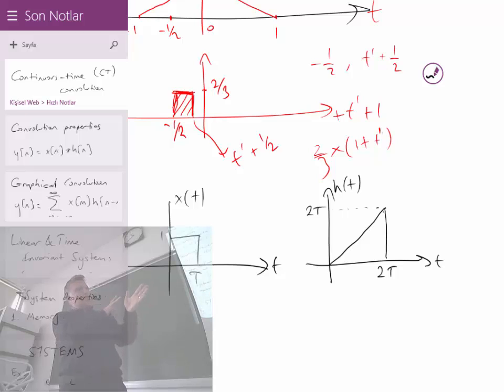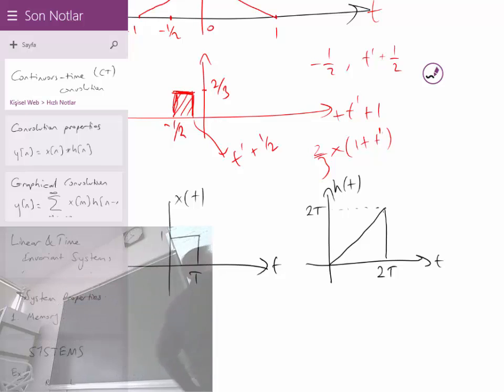and then start overlapping, and those overlappings will make some triangular shapes. So you have to evaluate the area of a triangle, not a rectangular shape. Where will the maximum be? You may start thinking about that. Where is the maximum? I guess it should be 2T.